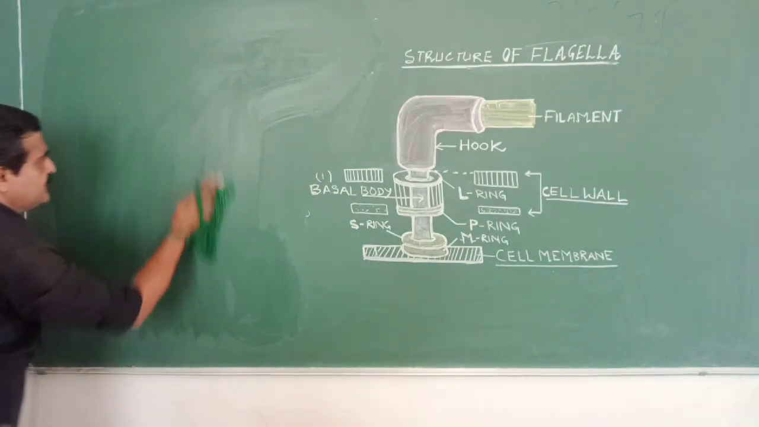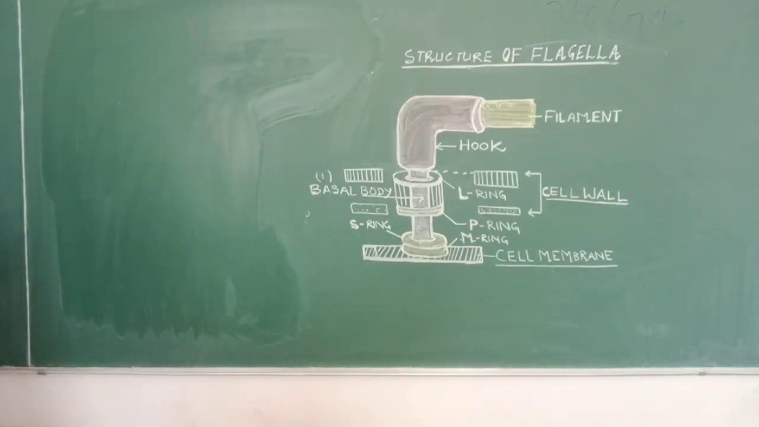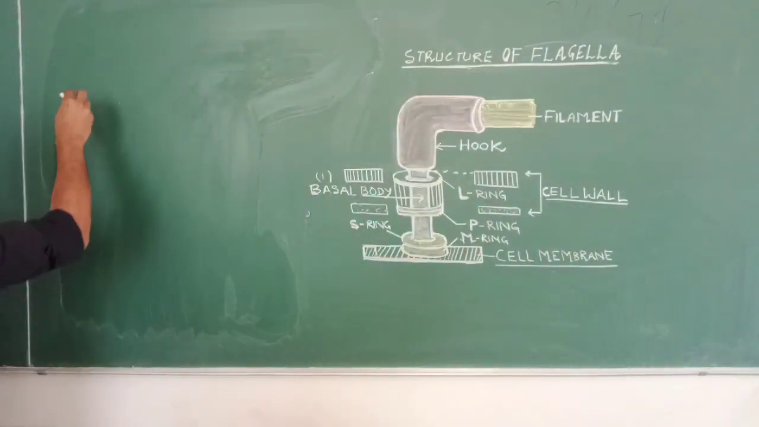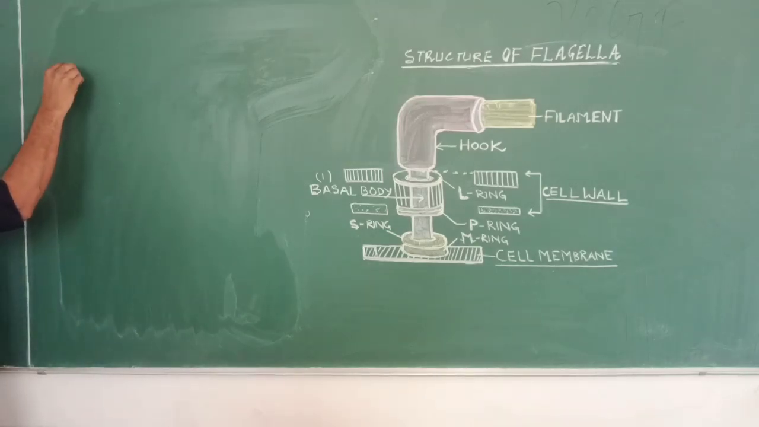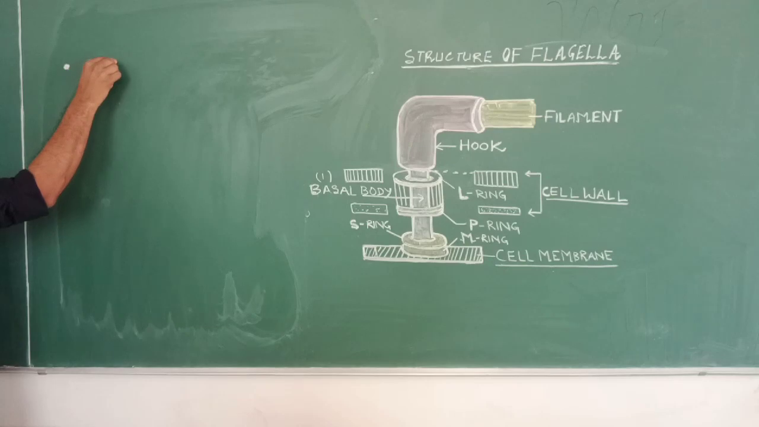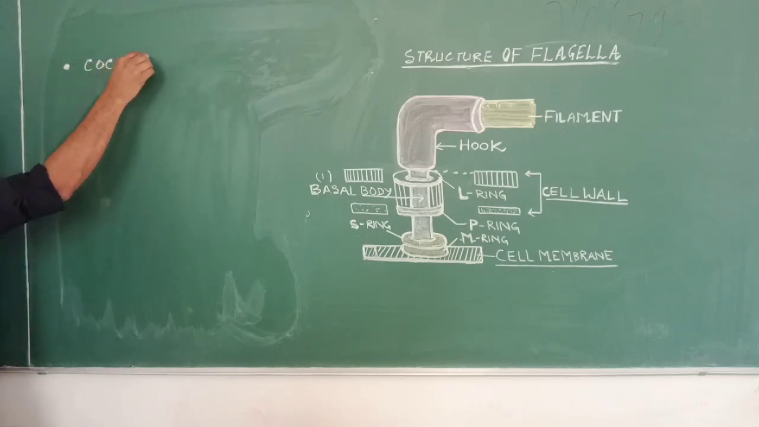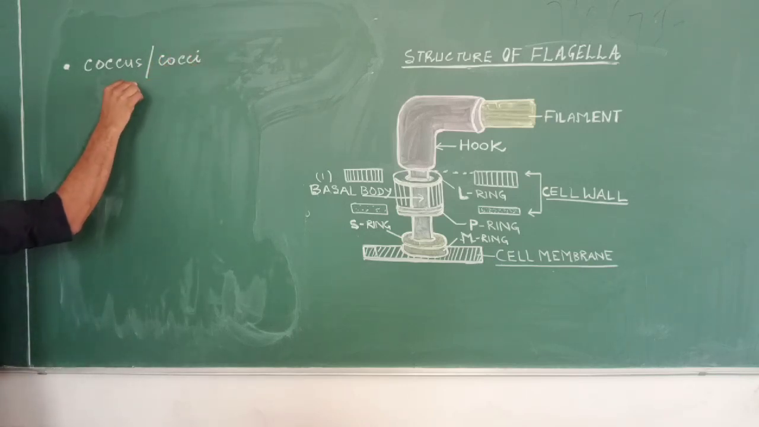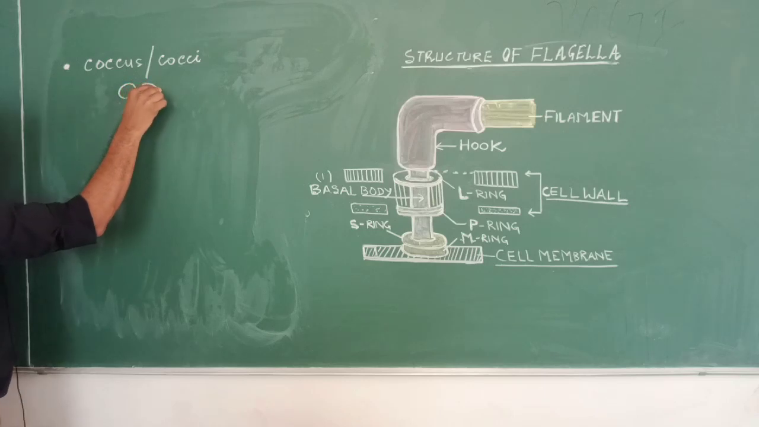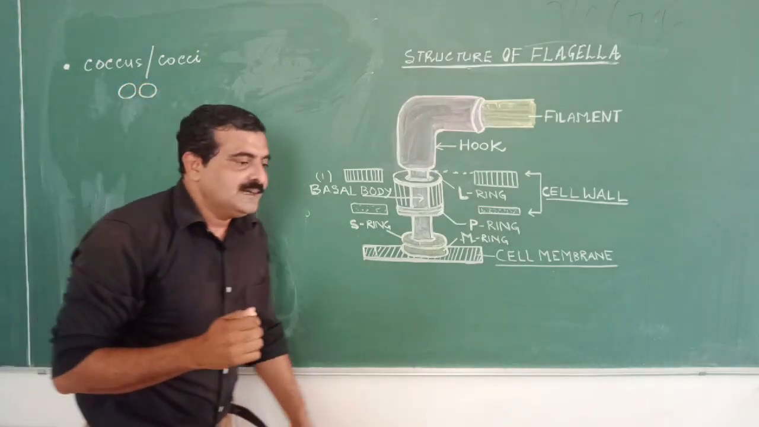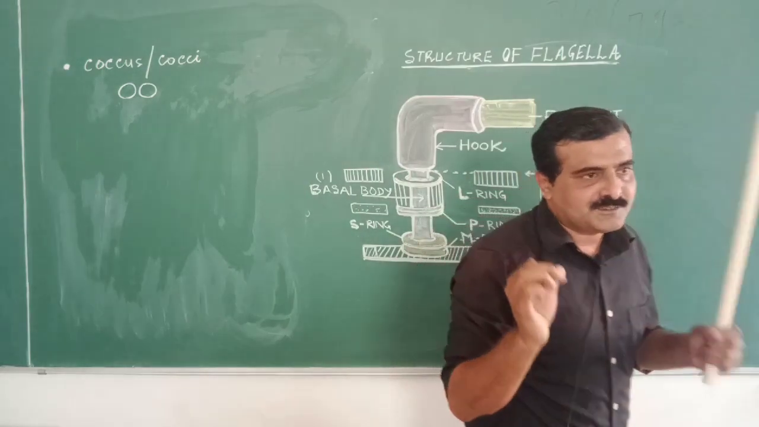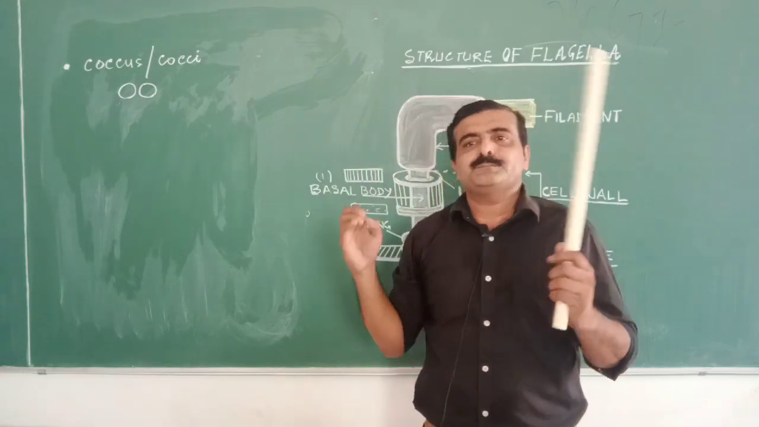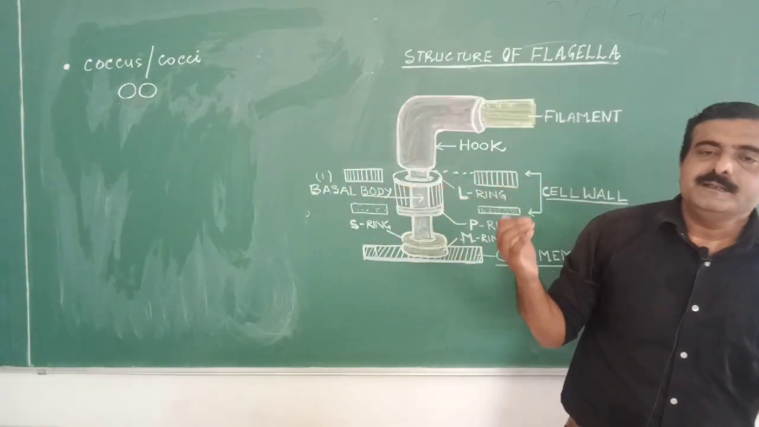Listen to me carefully here. Now number one is the round shape, or you can say spherical shape. Those bacteria which are spherical in shape are known as coccus. This is the singular and plural is cocci. These are the round shaped bacteria. When they are singly rounded structure, they are known as micrococcus.